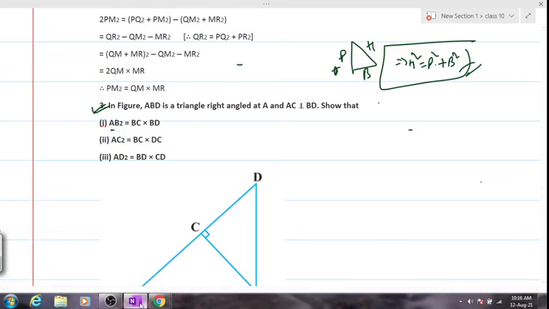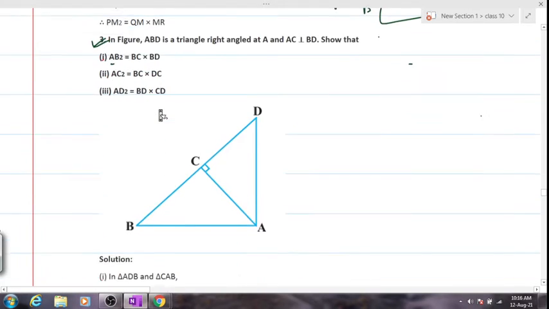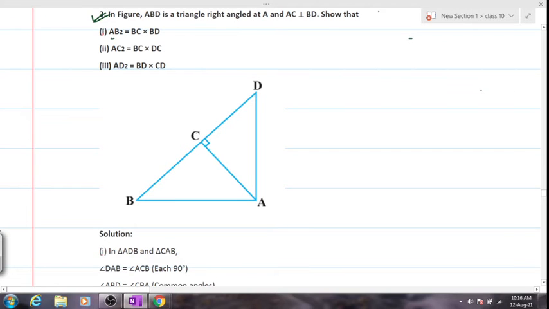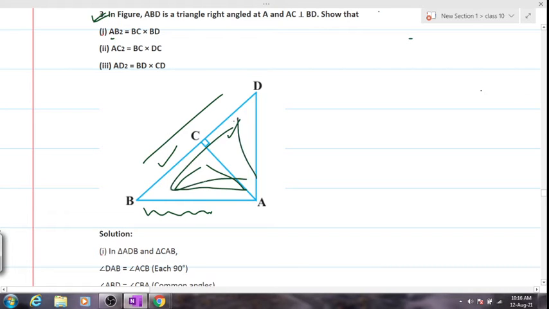Now moving on to question number 3, which was given as homework for you all. Over here, ABC is a right angle triangle and AC is the altitude, or say it's a perpendicular drop. Clear? You have to show that AB square is equal to BC into BD. Is it clear? So we'll be considering this entire triangle and this triangle ABD and CAB. Is it clear?